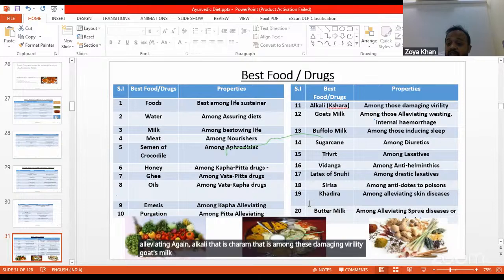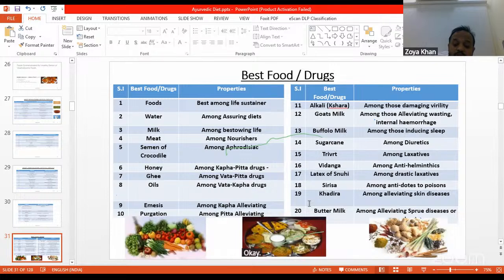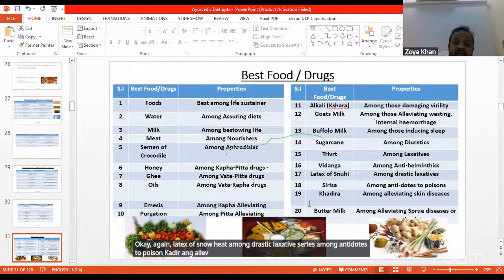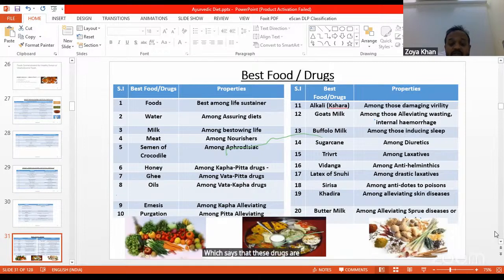Goat's milk is among those alleviating wasting or internal hemorrhage. Buffalo milk is among those inducing sleep. Sugarcane is among diuretics. Tivrita is among laxatives. Vidanga is among anti-helminthics. Again, latex of snuhi is among drastic laxatives. Sirisa is among antidotes to poison. Khadira is among those alleviating skin diseases. Buttermilk is among those alleviating piles. That means these are the drugs which are helpful, and these are the properties which say that these drugs are helpful in these kinds of disorders.